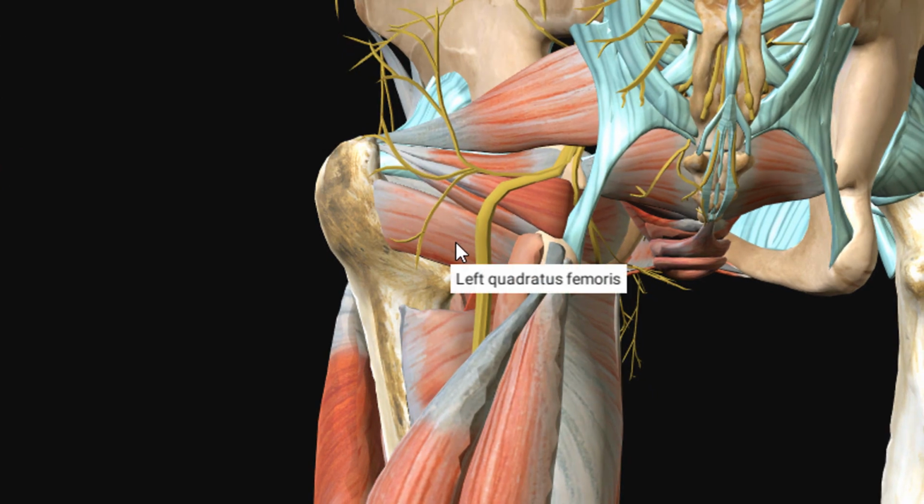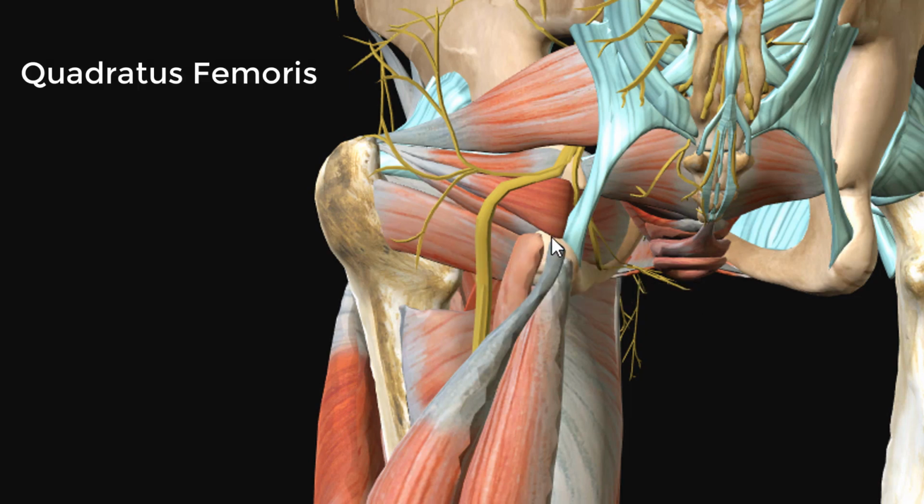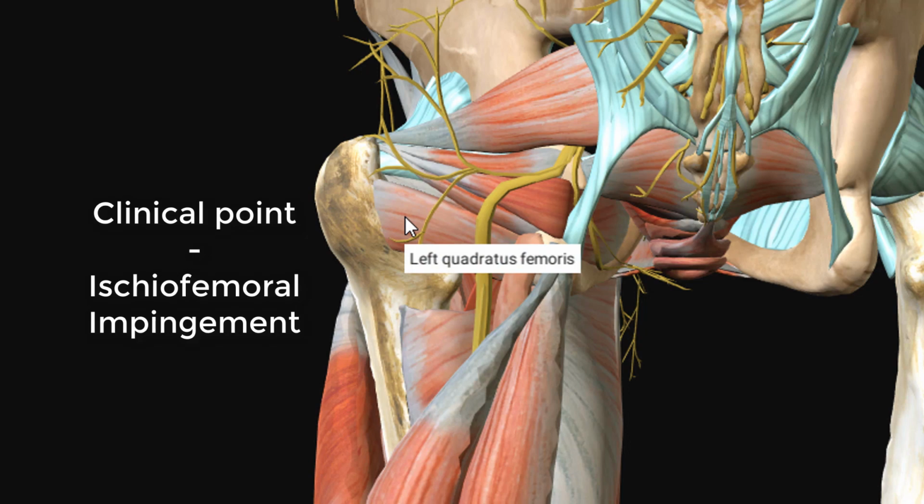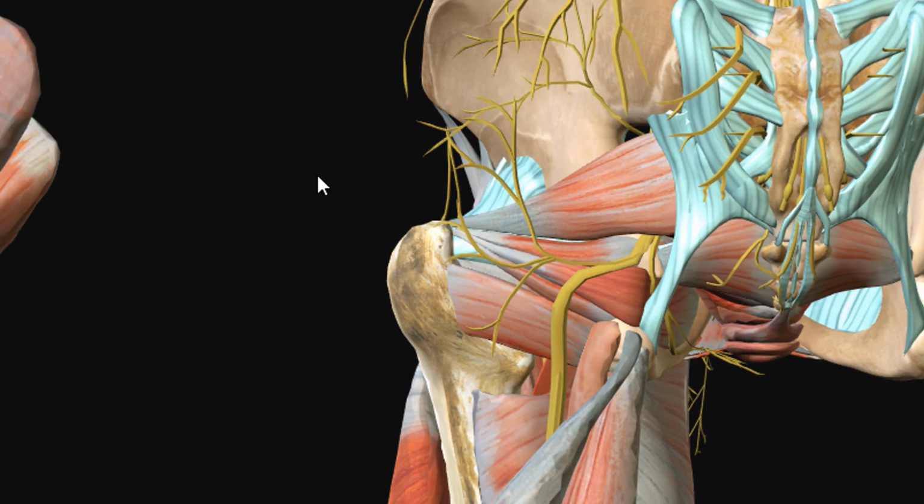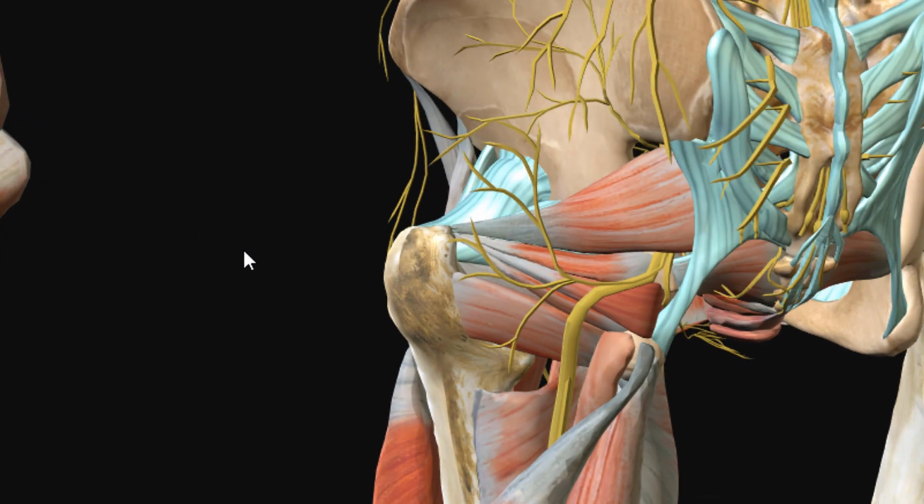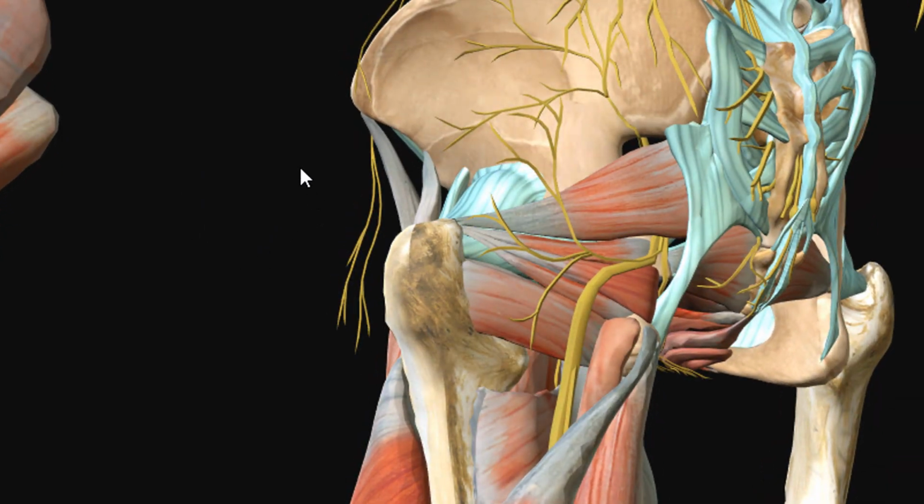Also, this quadratus femoris muscle, in the position that ballet dancers perform where they rotate their toes out, a bit like Charlie Chaplin, this muscle would contract and can become compressed between the ischial tuberosity and the greater trochanter, and they call that ischiofemoral impingement, and that becomes relevant when we're looking at MRIs and other imaging tests. So that's the basics of the gluteal region.